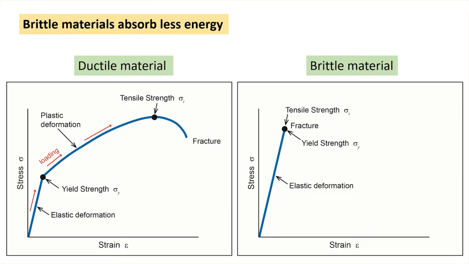Tensile toughness is defined as the amount of energy absorbed by the material before fracture. You can determine the tensile toughness by calculating the area under the stress-strain curve. You can see that a brittle material absorbs far less energy prior to fracture than does a ductile material.